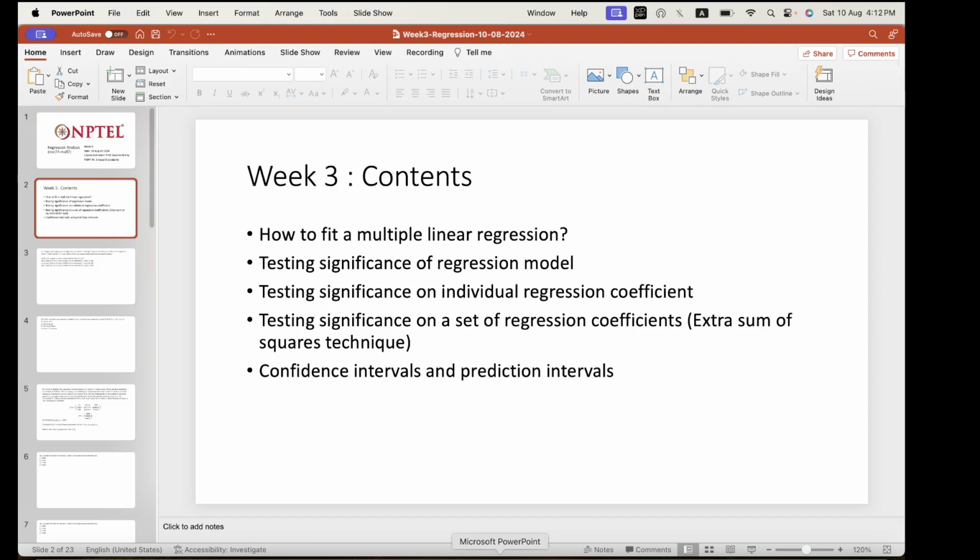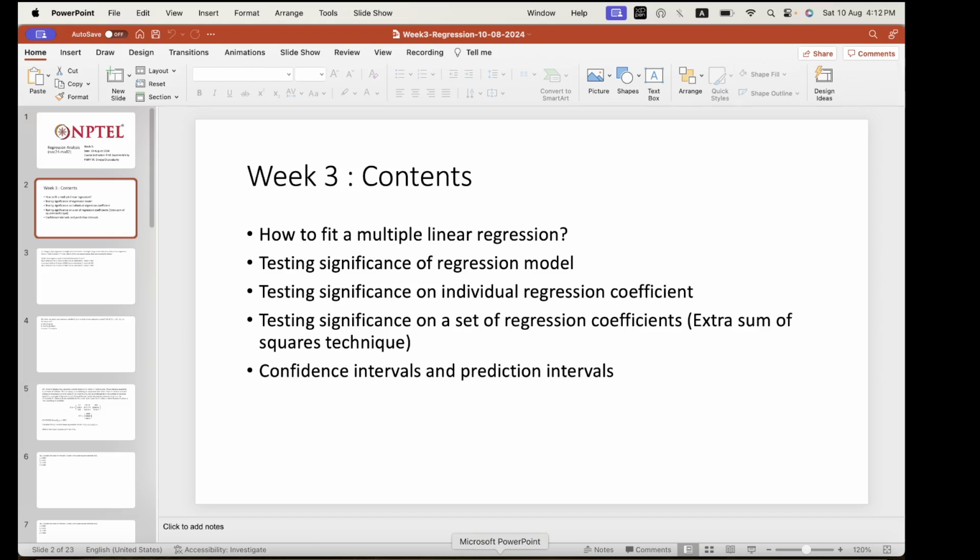Next we have learnt how to use the extra sum of squares technique to test for significance of a set of regression coefficients. Now let's say individual regression coefficients, it's okay. Let's say we have 4 coefficients. Alright, so we can test all 4 together. That would be testing significance of the regression model. We can test each of the 4 individually. That would be testing significance on individual regression coefficient.